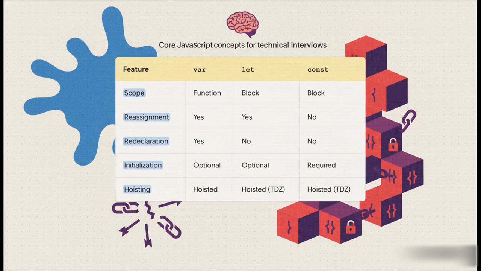Then you've got reassignment. With const, once you give it a value, that's it. It's locked in. This makes your code so much easier to reason about. Pro tip, telling your interviewer you use const by default, that's a huge plus.